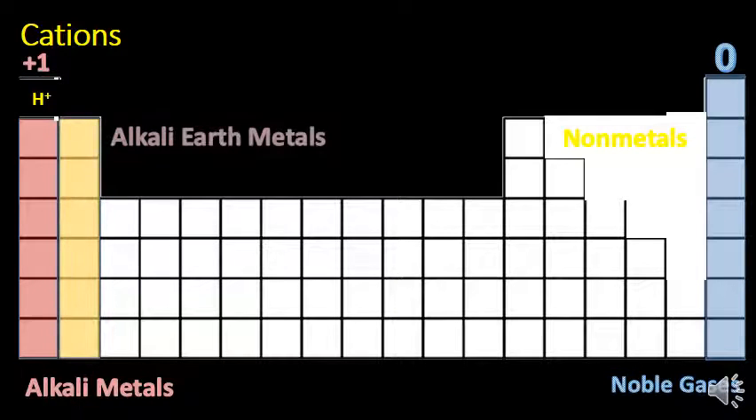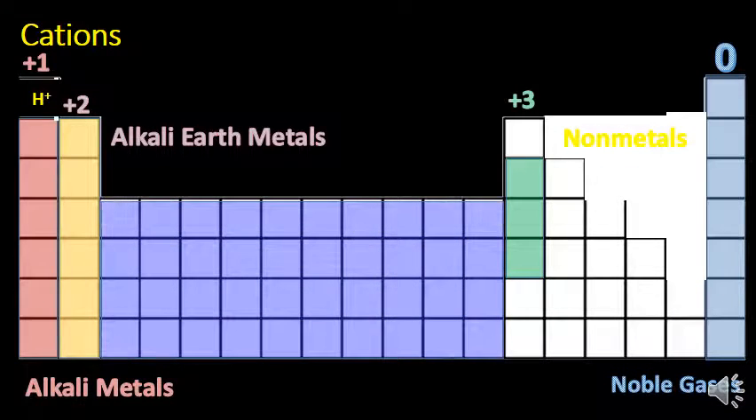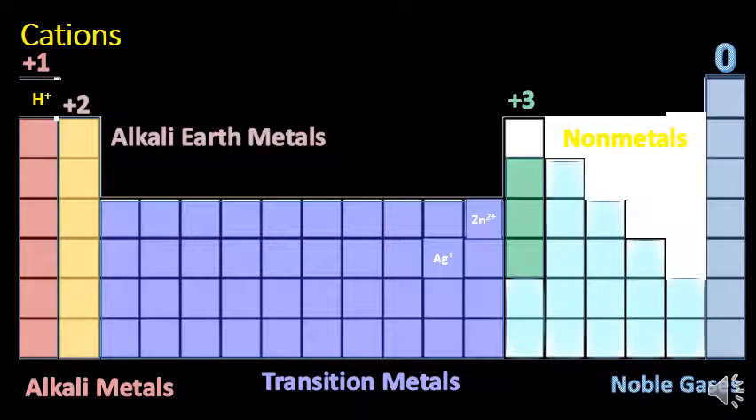Then let's take a look at the alkaline earth metals. These guys always have a +2 charge. Beryllium, magnesium, calcium, strontium, barium, radium, they always have a +2 charge. Then let's look at these three, aluminum, gallium, and indium. These guys always have a +3 charge. The rest of the metals, including these transition metals, you don't know their charge, and I'll get back to explaining those later, except zinc. Zinc always has a +2 charge, and silver always has a +1.